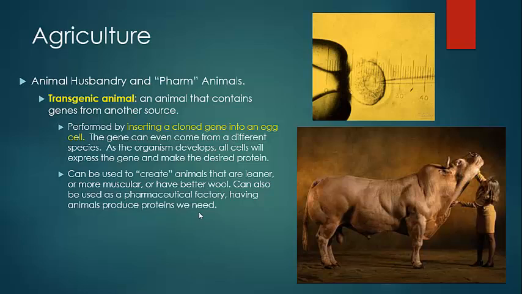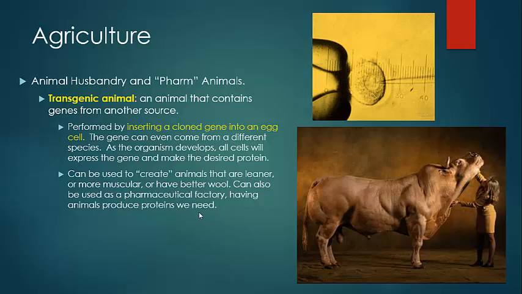So what can we do with these inserted genes? Here we look at how genetic engineering is used in agriculture. We can look at animal husbandry and quote-unquote farm animals. Animal husbandry is the process of selectively breeding animals. Now, we don't think of selective breeding as a form of genetic engineering, but it is. When you choose what animals mate, in essence you're choosing what genes are being passed down from generation to generation.